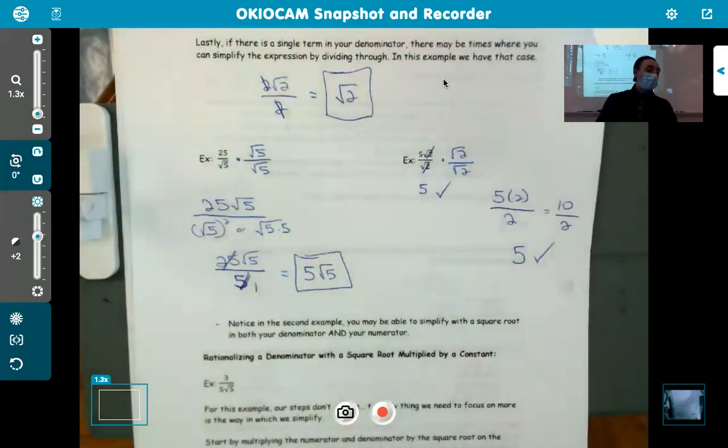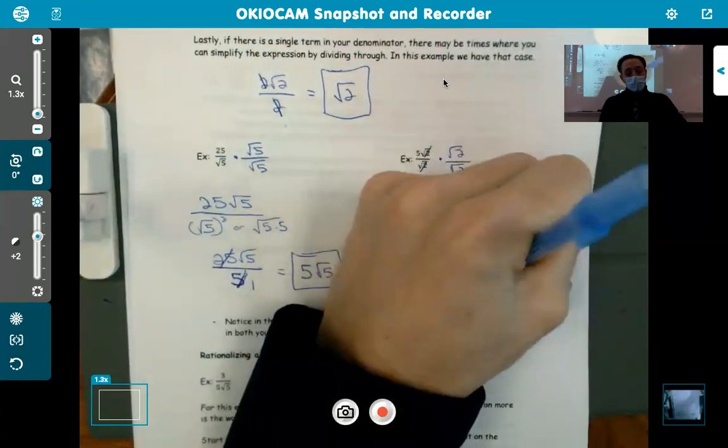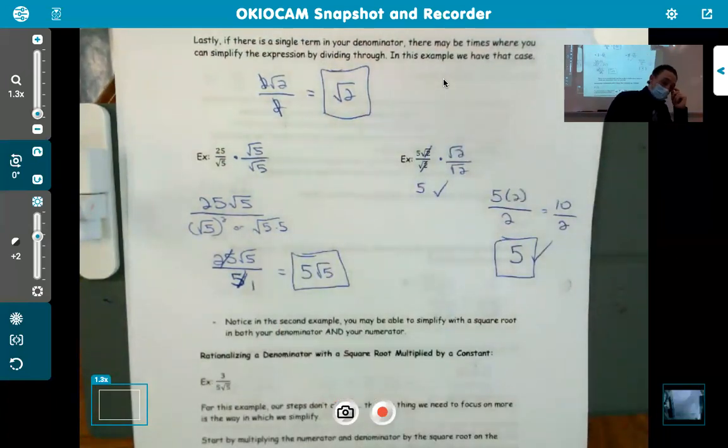So there will be times when you can simplify a little bit sooner than if we just go through the entire process. So make sure that you look for, like, if there's a perfect square, or look for things to cancel out in your numerator and denominator first before you move on. All right. So then 5 would be my final answer. Are there any questions about that example or anything that we've done so far?